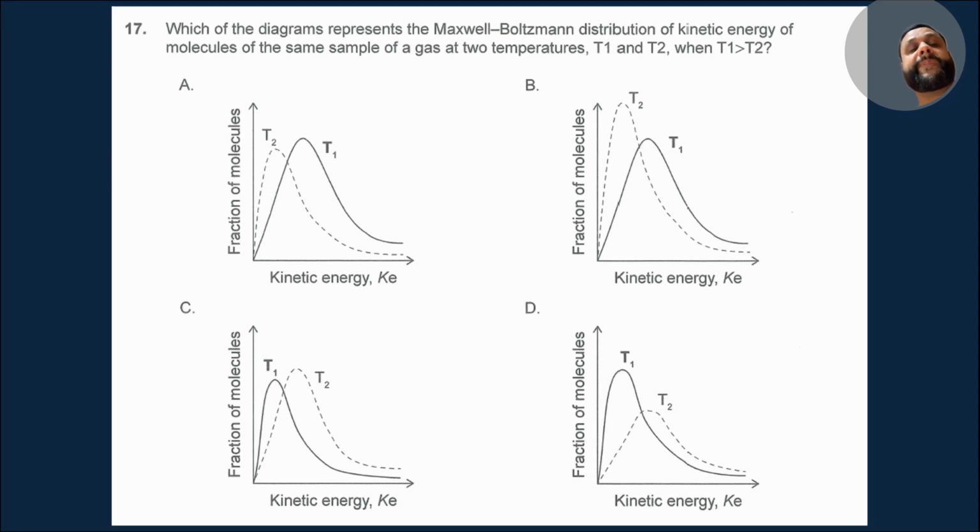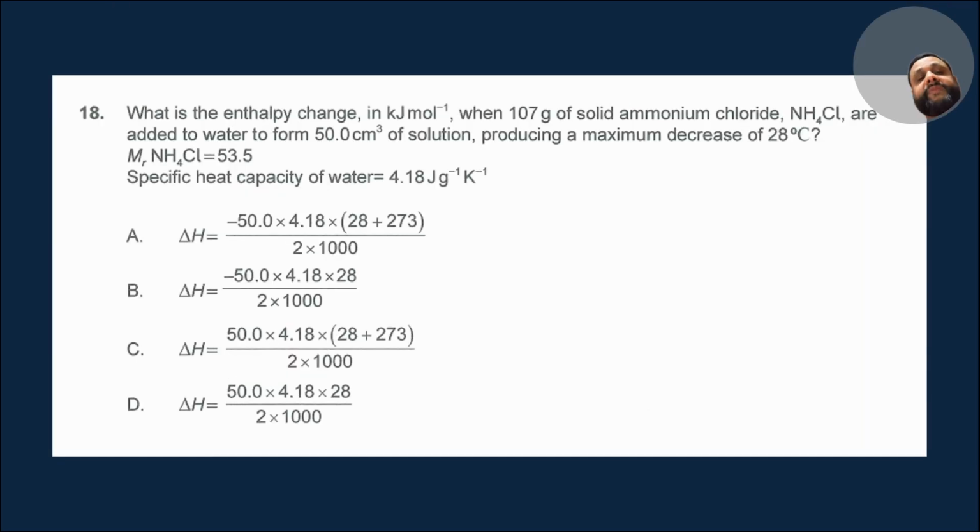Question 17. Which of the diagrams represent the Maxwell-Boltzmann distribution of kinetic energy of the molecules of the same sample of gas at 2 temperatures, T1 and T2? T1 is bigger than T2. So what we're looking for, the peak will lower down and shift to the right. So let's look at option A. Peak has shifted to the right, but peak has moved up. So no. So B, T1, yes, the peak has lowered down and shifted to the right. So B is the correct answer.